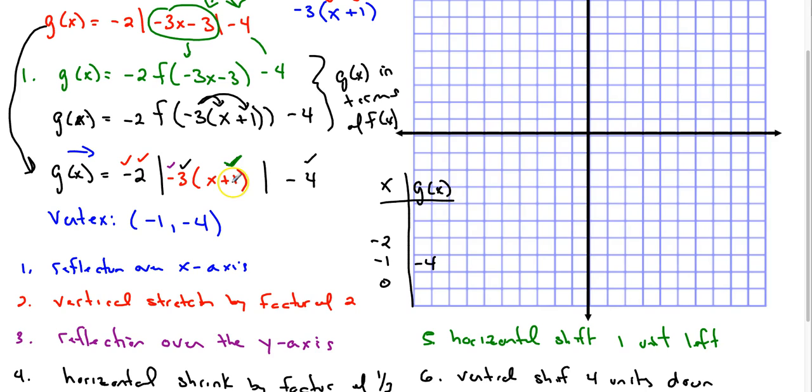0 plus 1. 1 times -3. -3. Absolute value of -3. 3. 3 times -2. -6 minus 4. -10. So at 0, it'll be a y value of -10. And at -2, it'll have a y value of -10.